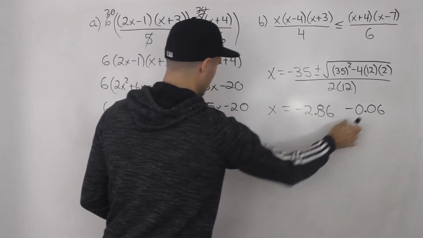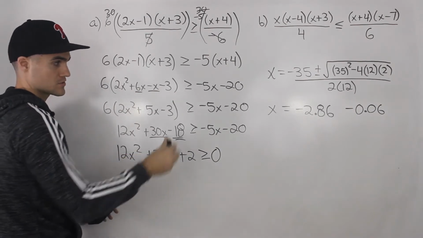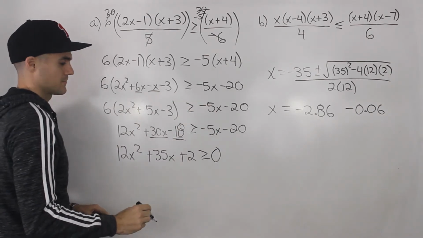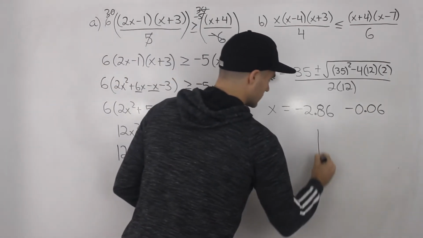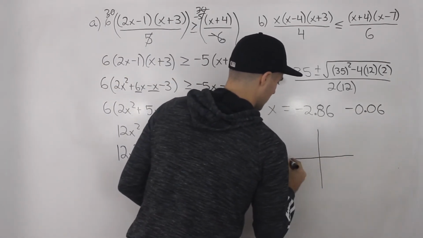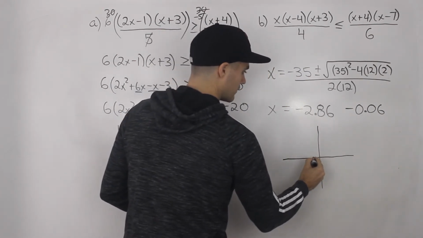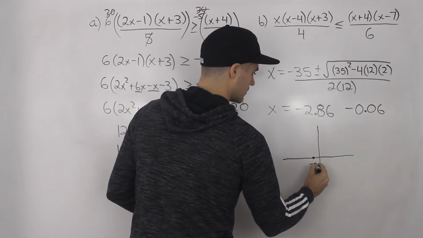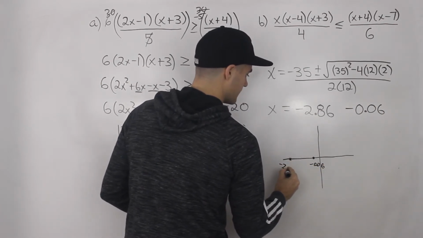So at these x values, this quadratic is going to have a value of 0. So basically those are your x-intercepts, right? So they're not too smooth, but what you can do is plot them on a graph. So we'll have negative 0.06 here, and then let's say negative 2.86 here.